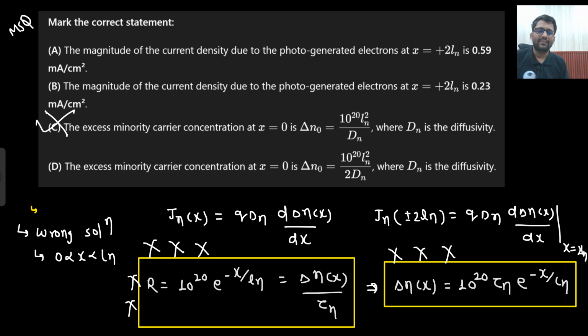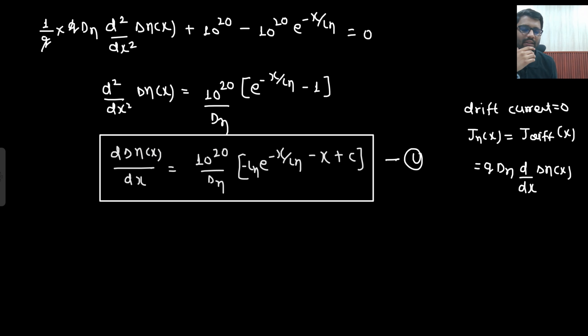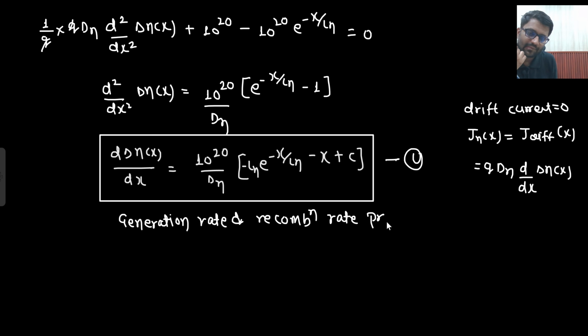Now you can see that generation rate and recombination rate profile are symmetric. What does that mean? That means Nx will also be symmetric, no? Delta Nx will also be symmetric only.